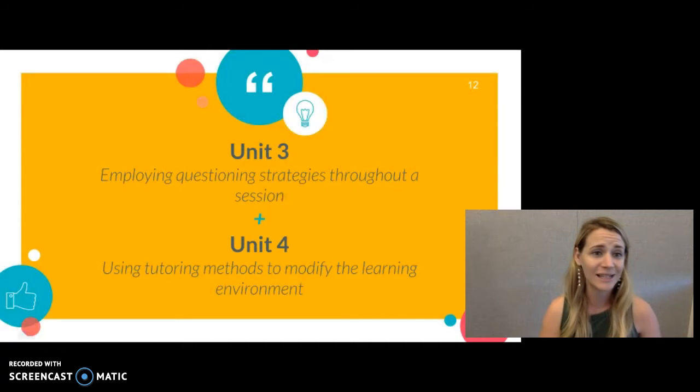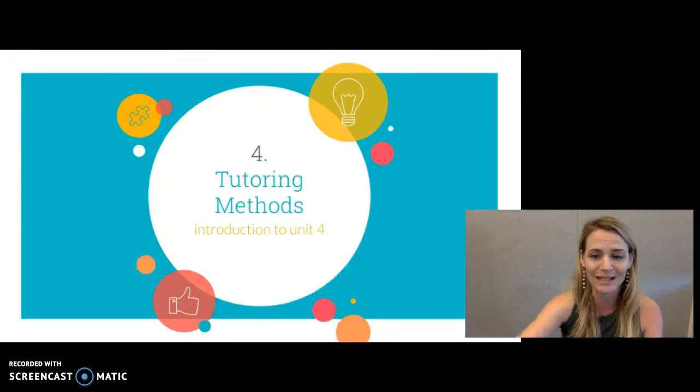Okay, so after that, it takes us to Unit 4. Again, Unit 3 is all about employing questioning strategies within a session. And Unit 4 is really about using tutoring methods to modify the learning environment. So you might notice here that we're trying to scaffold this training from the foundation level of tutoring all the way up to modifying and customizing a learning environment to help meet student needs.